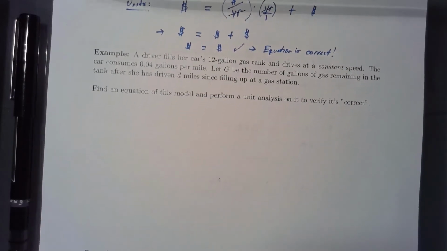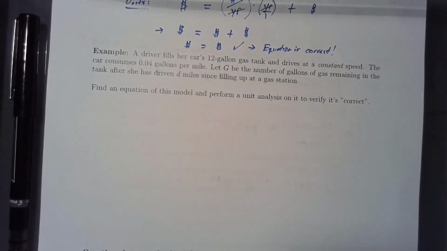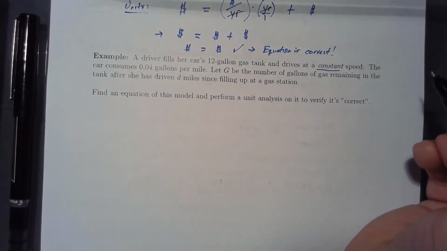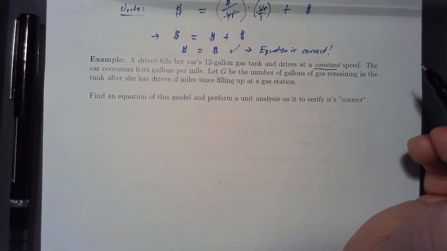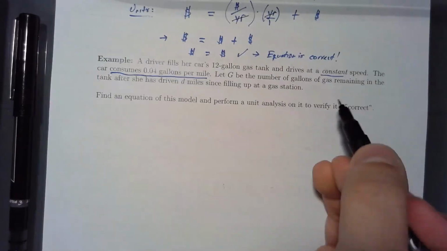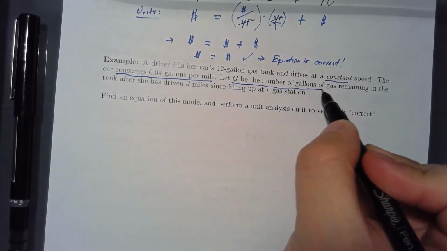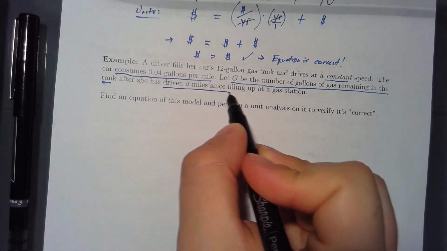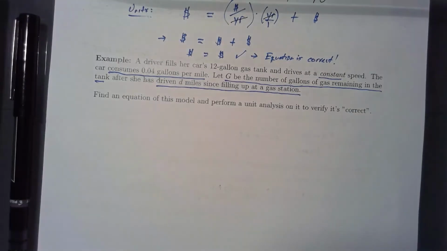All right, let's look at this example. A driver fills her car's 12-gallon gas tank and drives at a constant speed. Oh, there's that word again, constant. I'm going to underline it because it's important. The car consumes 0.04 gallons per mile. We're going to let G be the number of gallons of gas remaining in the tank after she has driven D miles since filling up at the gas station. Find the equation of this model and perform a unit analysis on it to verify it's correct.